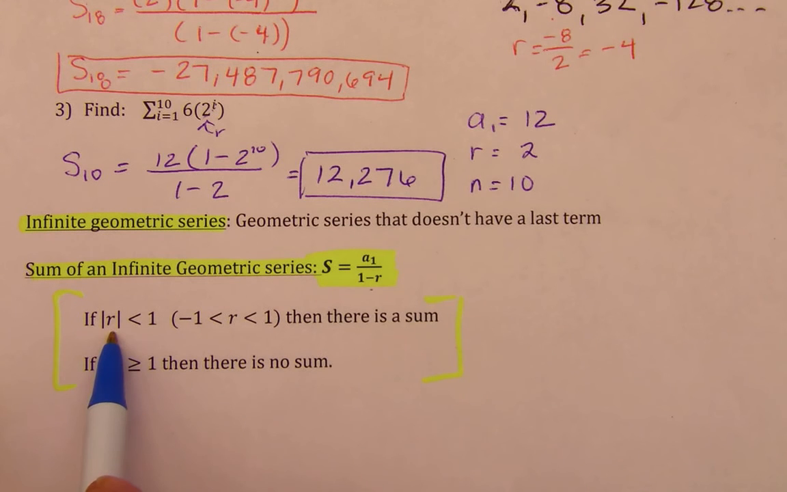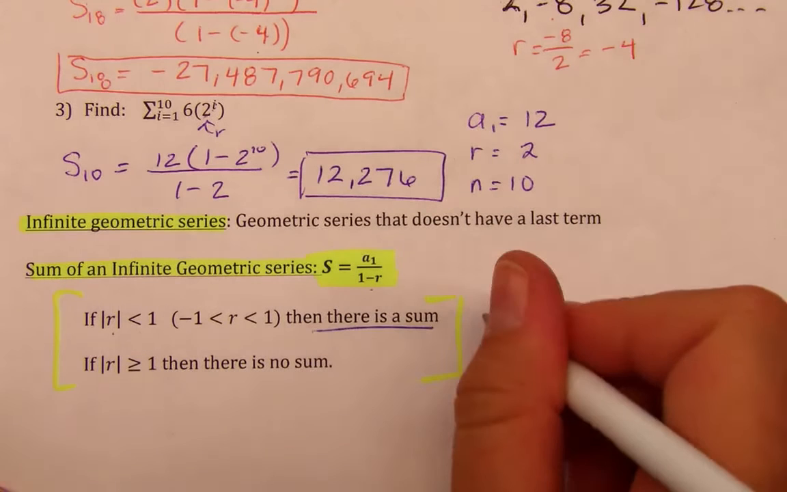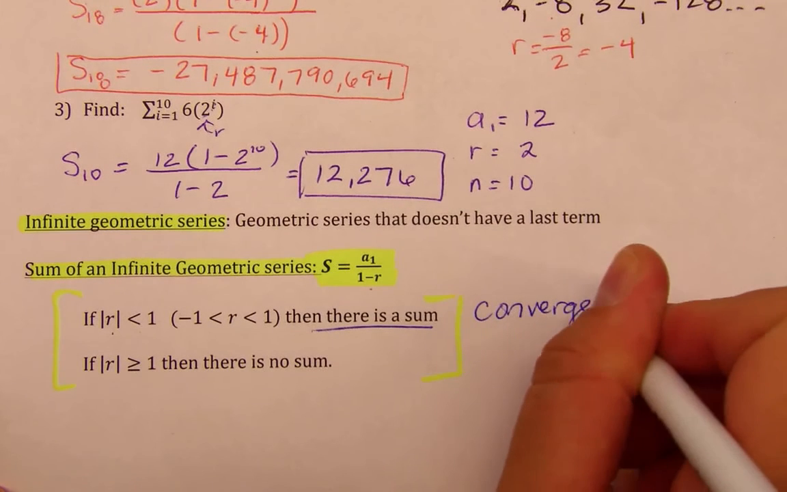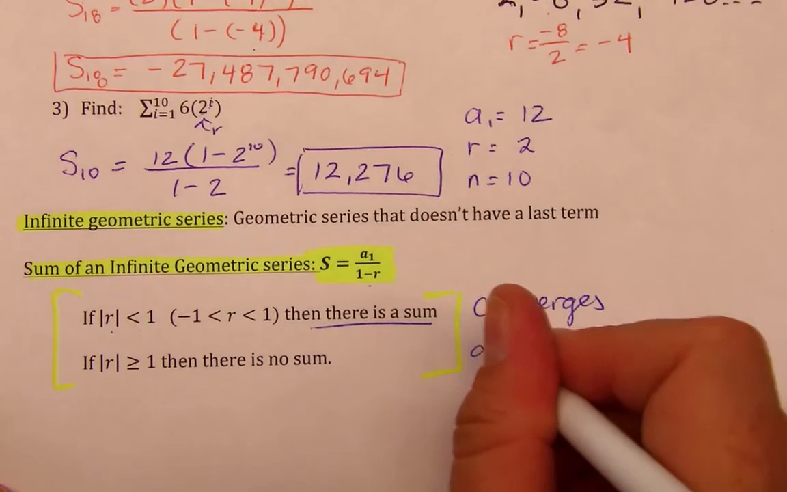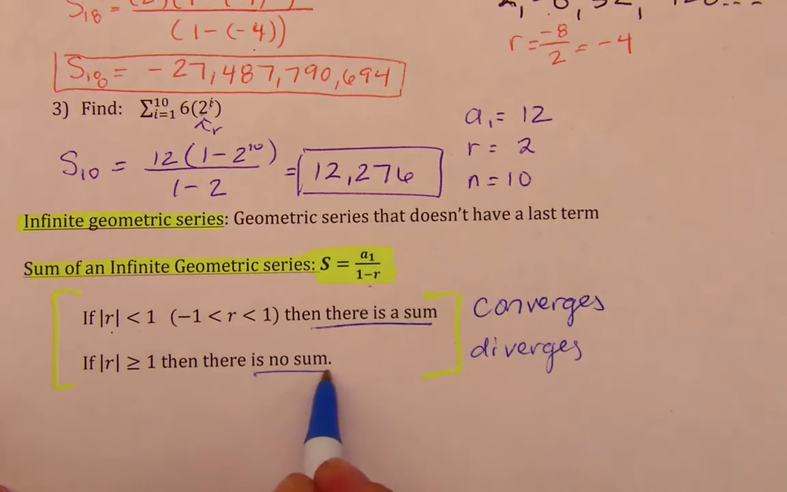If the absolute value of our r value is less than 1, then there is a sum, and we say that it converges. But if the absolute value of our r value is greater than or equal to 1, then it diverges, or it does not have a sum. So let's go ahead and flip to the next page and do a couple examples.